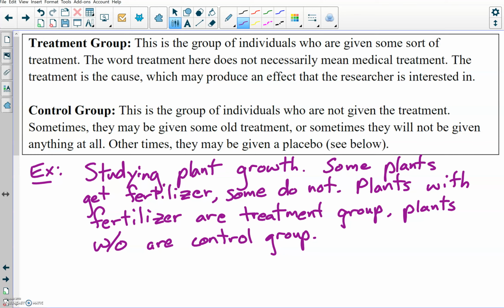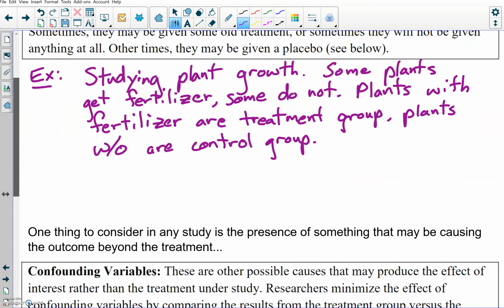And again, it doesn't have to be medicine. It can be a lot of different things. In this case, the example here is just fertilizer. Say, hey, is fertilizer effective? Does it cause the plants to grow better? So it's just anything you're applying to it.